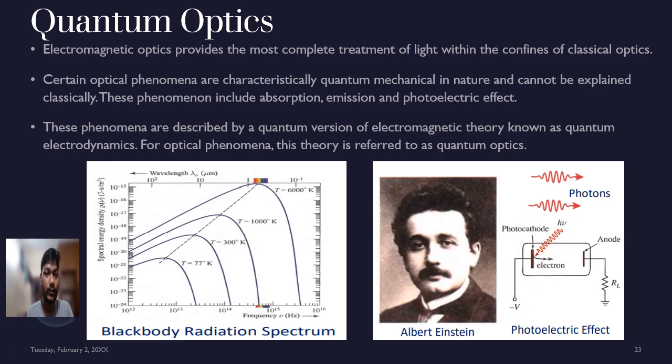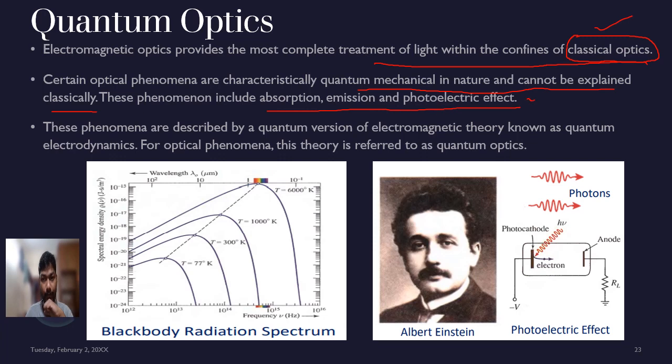Electromagnetic optics provides the most complete treatment of light within the confines of classical optics. This point is important, that until now we are confined to classical optics. But everything cannot be explained by classical optics. Certain optical phenomena are quantum mechanical in nature and cannot be explained classically. These phenomena include absorption, emission, and the photoelectric effect.